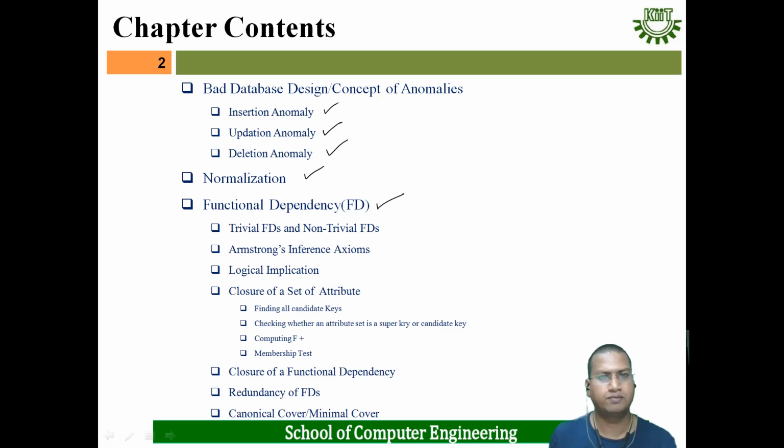There are types of functional dependency, trivial and non-trivial. Then Armstrong's inference axioms. In functional dependency, various rules are there. A total of 7 rules are there. 3 are basic and 4 are derived rules. All those things are known as Armstrong's inference axioms. All those things we will see here. Then logical implication, then closure of a set of attributes, and these are the 4 applications of closure of an attribute set. All those things we will see here. Then closure of a functional dependency, then redundancy of FDs, then canonical cover and minimal cover. All those things we will see here.